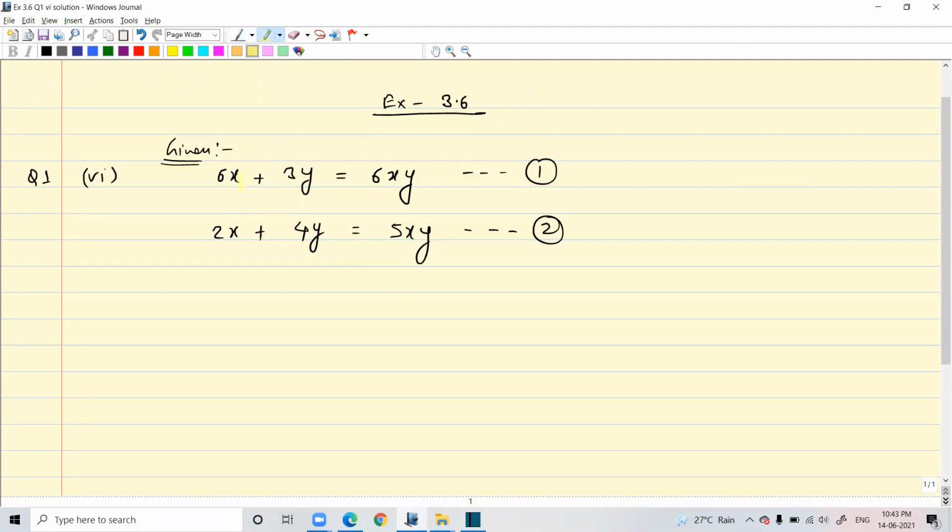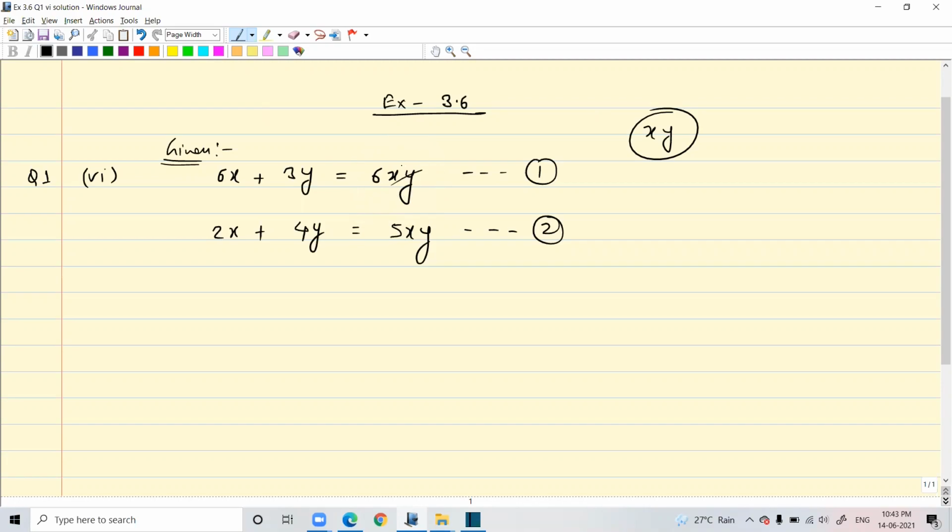So as you can see in this first equation, there is an xy over here, and even in the second one. So this is something which we are not used to in this chapter, right? We don't want xy to be together. So to eliminate that, we need to divide both these equations by xy. So if we divide it by xy, what will happen?